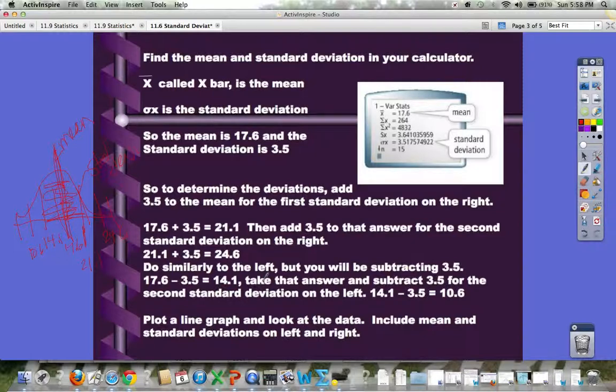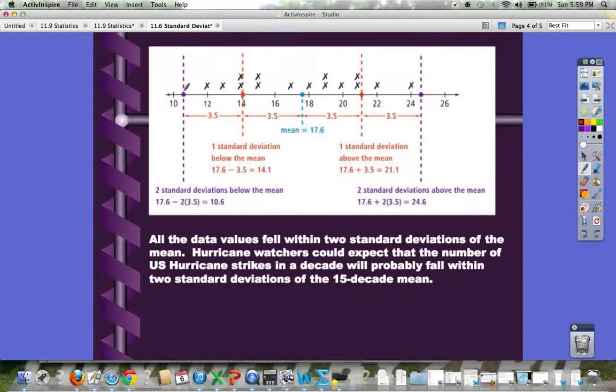We're going to take the numbers we've just got and plot a line graph and look at the data. We've got it all plotted out. We did a line graph by twos. We put in our 17.6 as our mean, and then we marked each piece of data that was in our table on the line graph. From there, we went one standard deviation to the right and marked that, one more to the right and marked that. Same with the left.